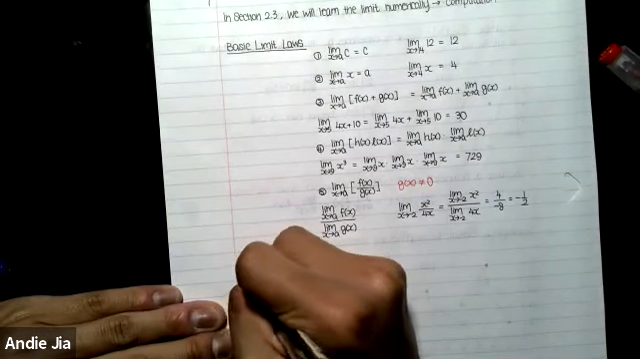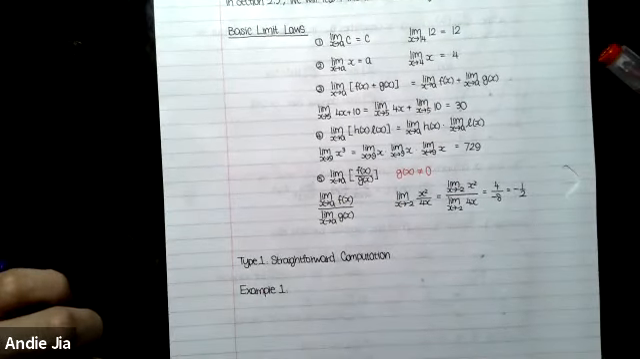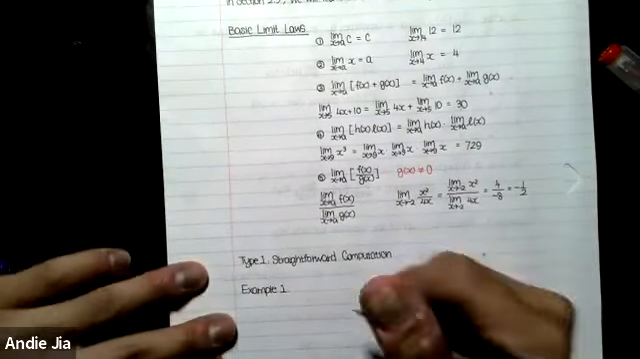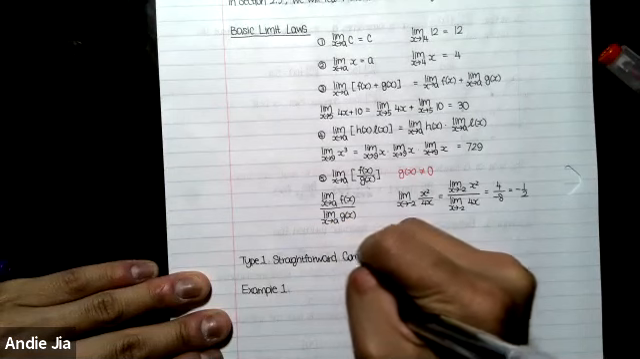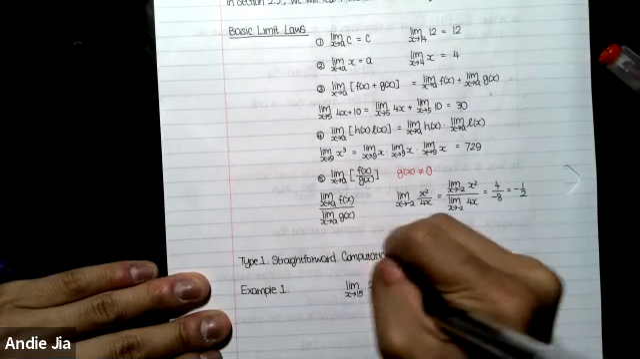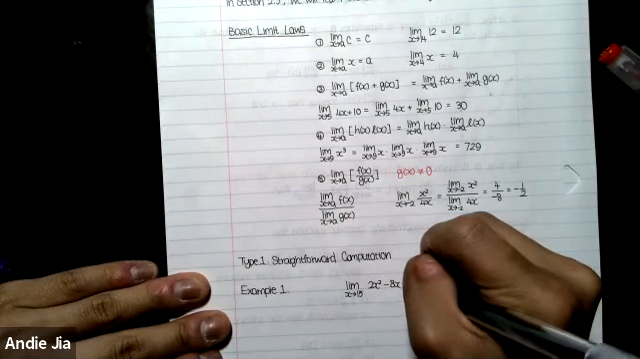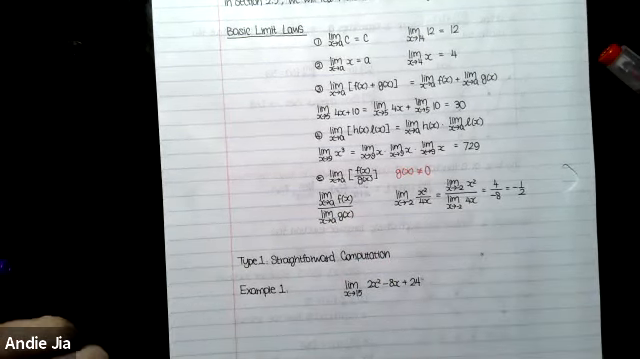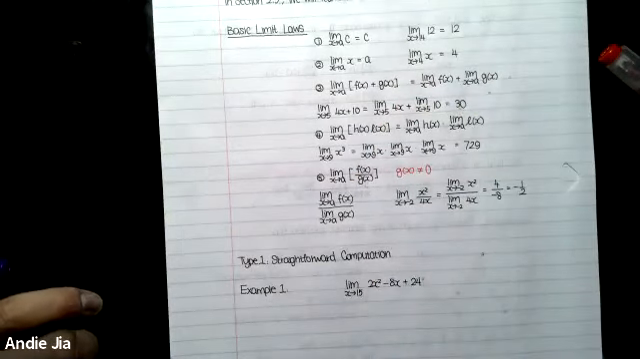Example 1. We have the limit as x approaches 15 of 2x squared minus 8x plus 24. Then we apply the power rule, then we apply the product rule and sum rule and difference rule.